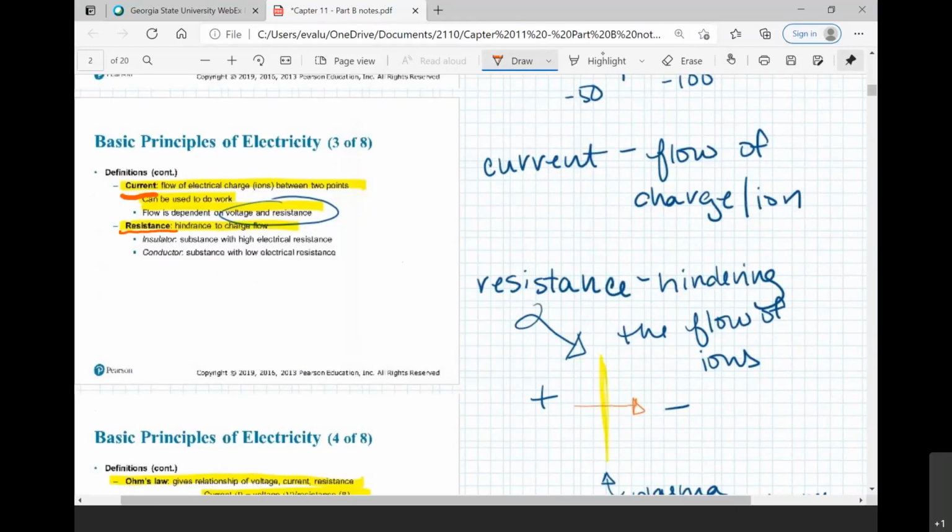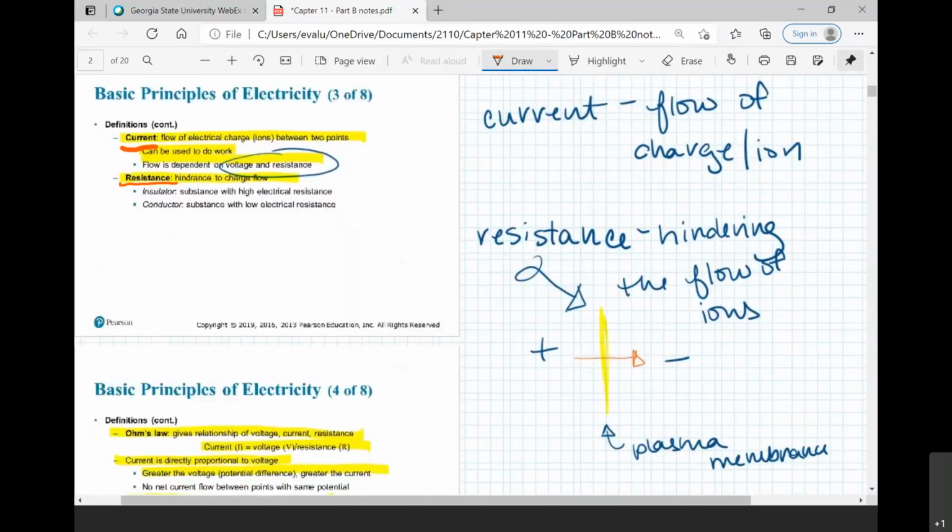In our particular case, when we're talking about a cell, in particular a neuron, this resistance is going to be the plasma membrane. So it's the plasma membrane that is separating the two charges, extracellular fluid and intracellular fluid. And if this plasma membrane right here is blocking this charge, we're hindering it. It's our resistance. Therefore, we have a potential across that plasma membrane because our current can't flow. So it's all working nicely together.